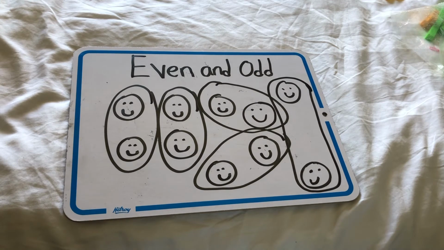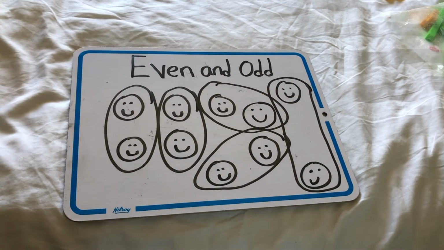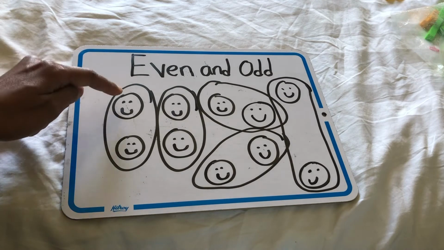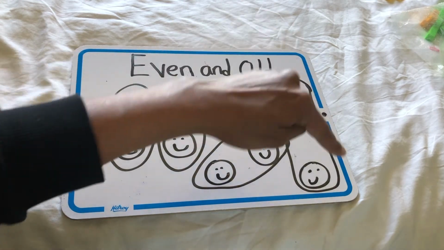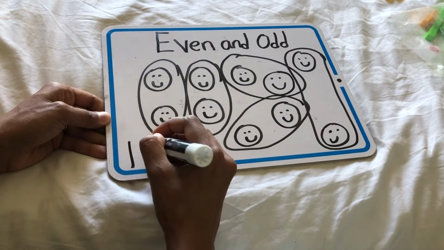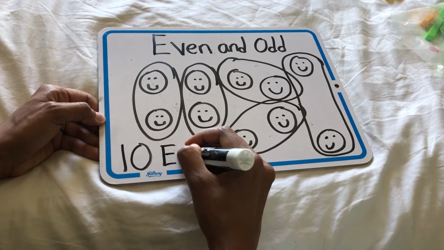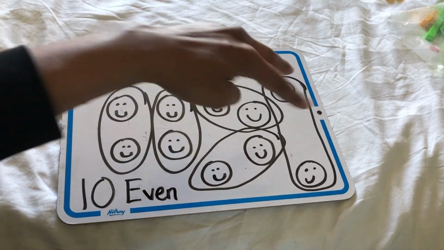Were any of my smiley faces left out? No. Each of my smiley faces is in a happy group of 2. So since all of my smiley faces are in a group of 2, that means that this number is going to be even. Let's count how many smiley faces there are. 1, 2, 3, 4, 5, 6, 7, 8, 9, 10. So the number 10 is going to be an even number. All of my smiley faces are in a happy group of 2.